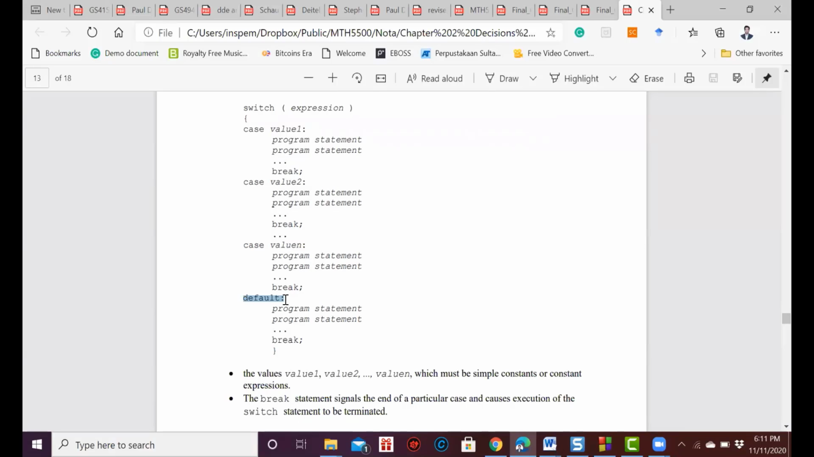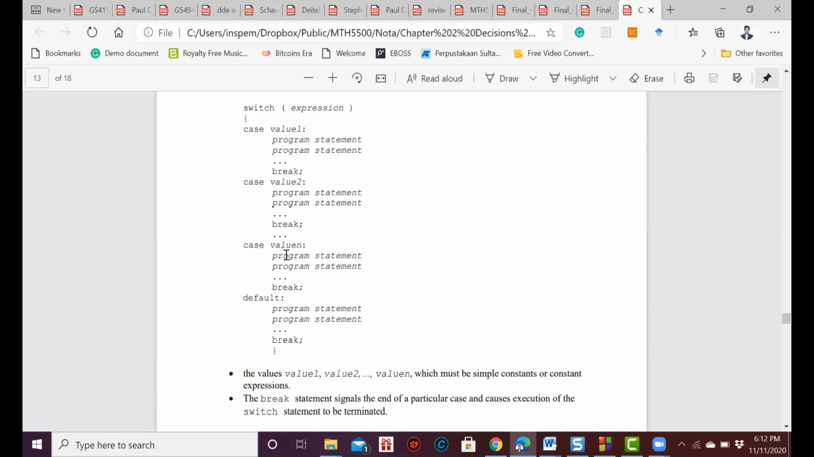What do we mean by default? If none of the cases is encountered, or we don't find a match with any of these values, then we go to the default. This is the otherwise value. So we go to the last one and put a break here. What does break mean? Break asks the compiler to go out from the switch statement.